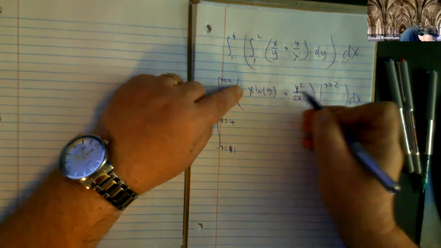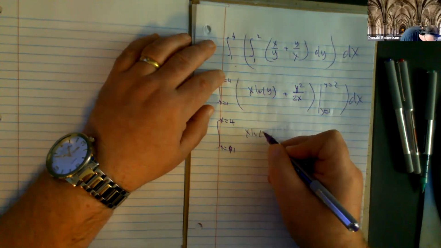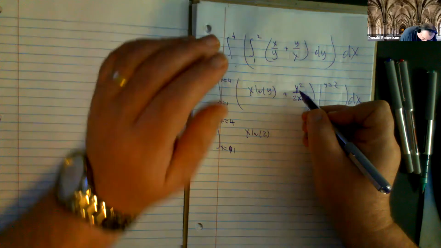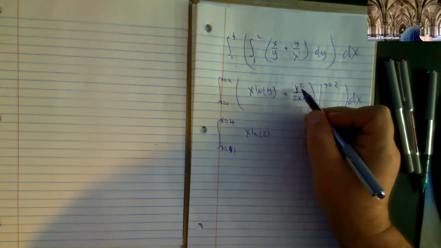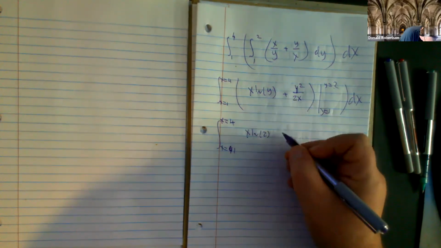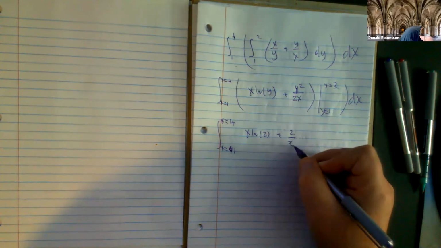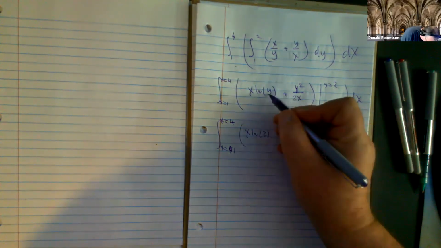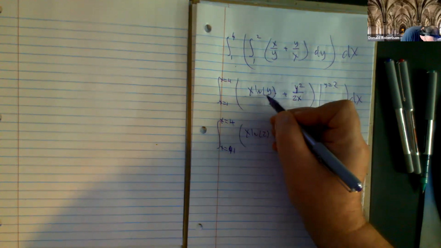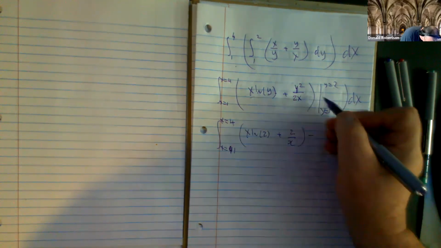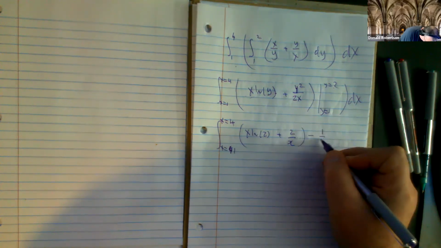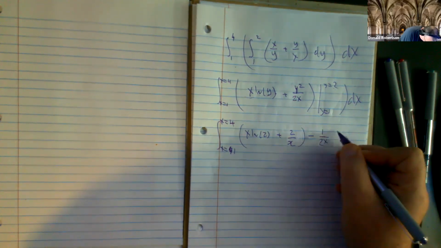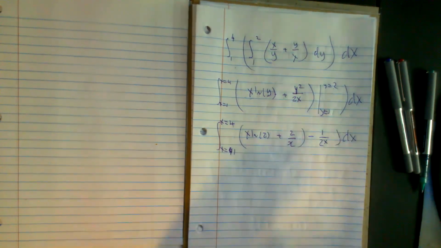If you plug in 2, you get x log 2. If you plug in here, you get 2 squared, which is 4. 4 over 2x cancels down to get 2 over x. So that's the first time round. And then if you plug in y equals 1, that's nothing because log of 1 is nothing. And you plug in 1 here, you get minus 1 over 2x. Did you get that? Yep, so far so good.